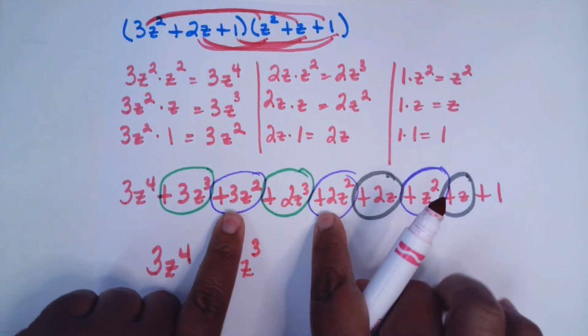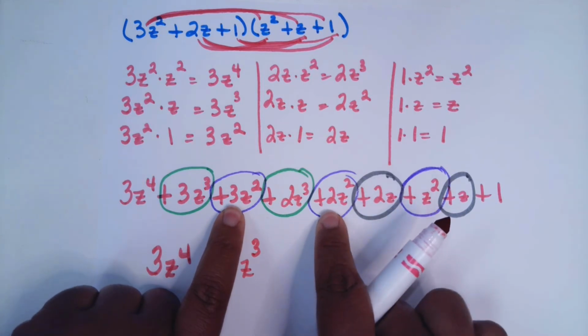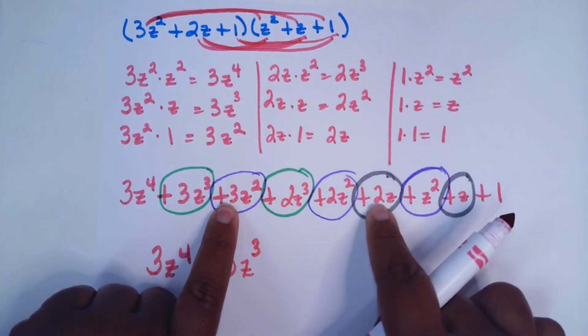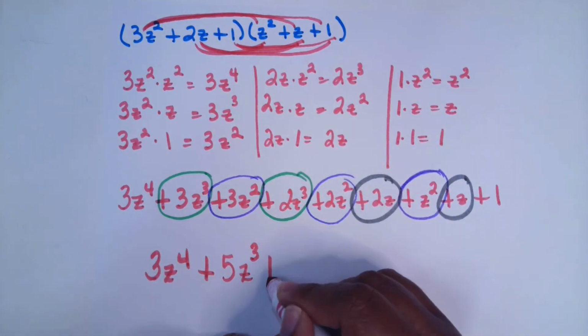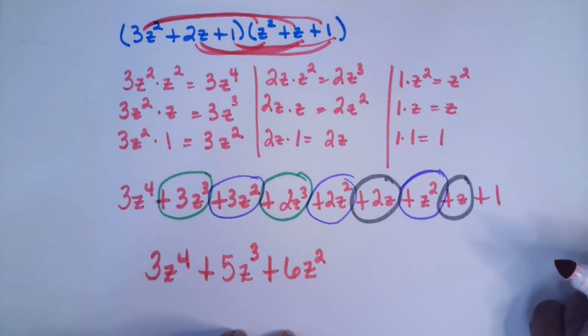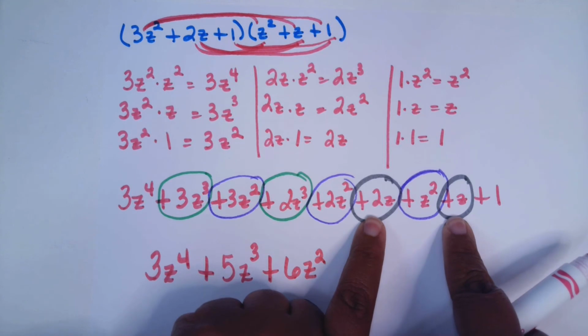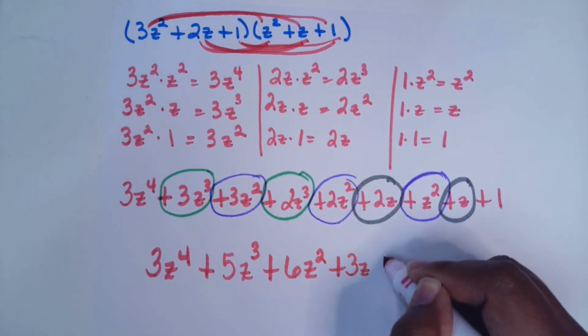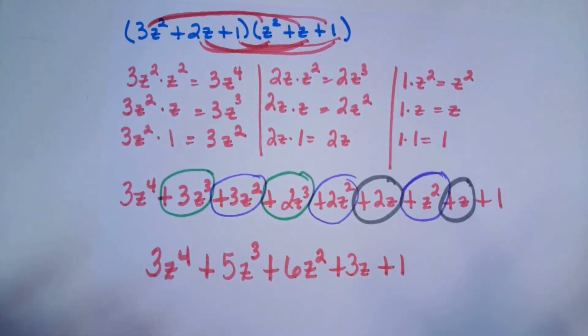Look at your purple circles. 3z squared, 2z squared, and 1z squared. So that's 3 plus 2 and 1. That's going to give us 6z squared. And then what we have that's circled in gray, z squared and z, that is 3z. And then plus 1. There we go.